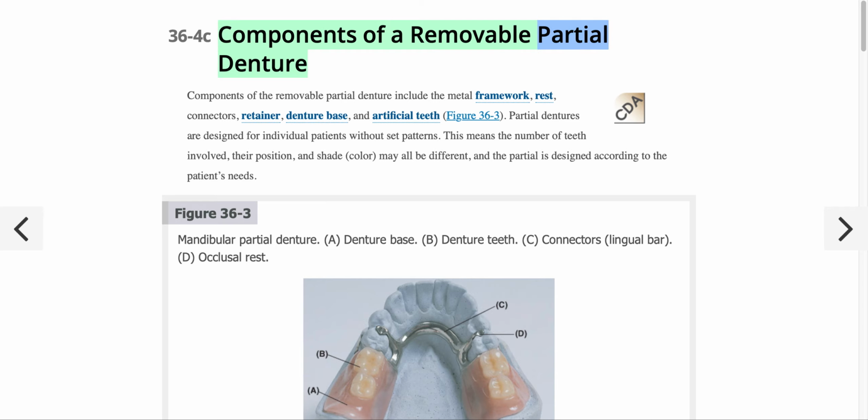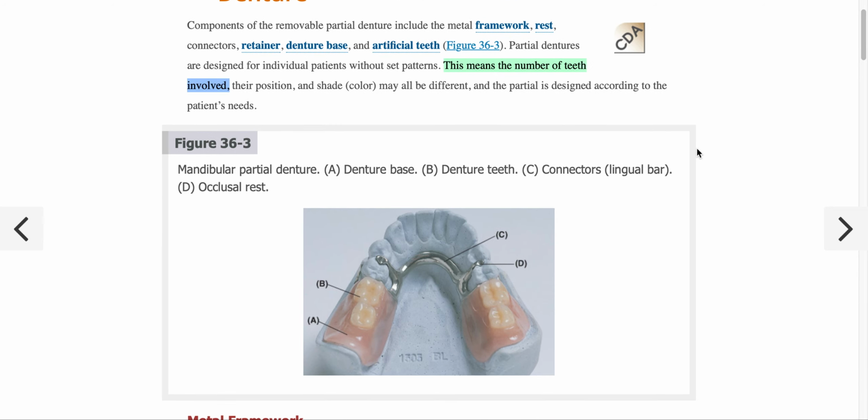Components of a removable partial denture. Components of the removable partial denture include the metal framework, rest, connectors, retainer, denture base, and artificial teeth, figure 36-3. Partial dentures are designed for individual patients without set patterns. This means the number of teeth involved, their position, and shade, color, may all be different, and the partial is designed according to the patient's needs.